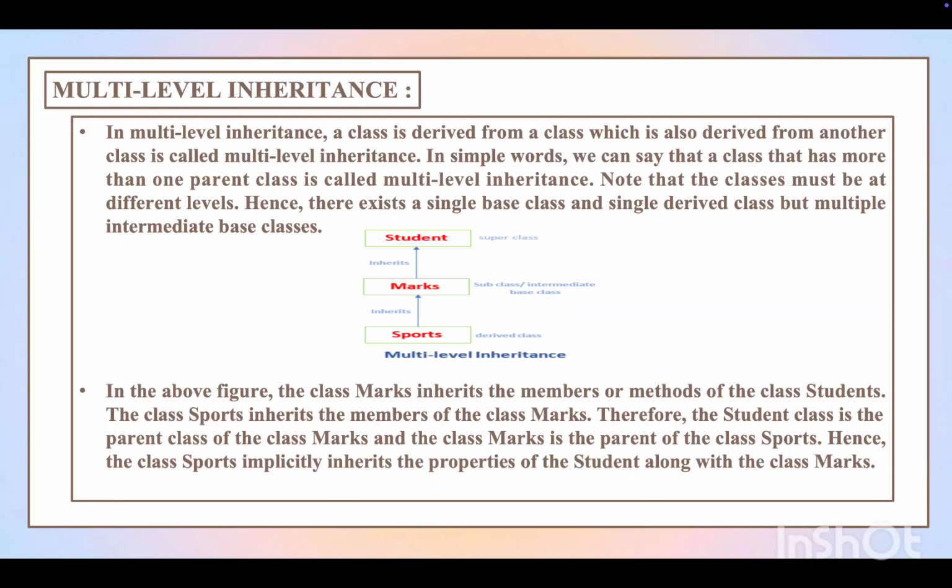For example, Sports, Marks, and Student. The class Marks inherits the members or methods of the class Student. The class Sports inherits the members of the class Marks. Therefore, the Student class is the parent class of the class Marks, and class Marks is the parent of the class Sports. Hence, the class Sports implicitly inherits the properties of Student along with the class Marks.